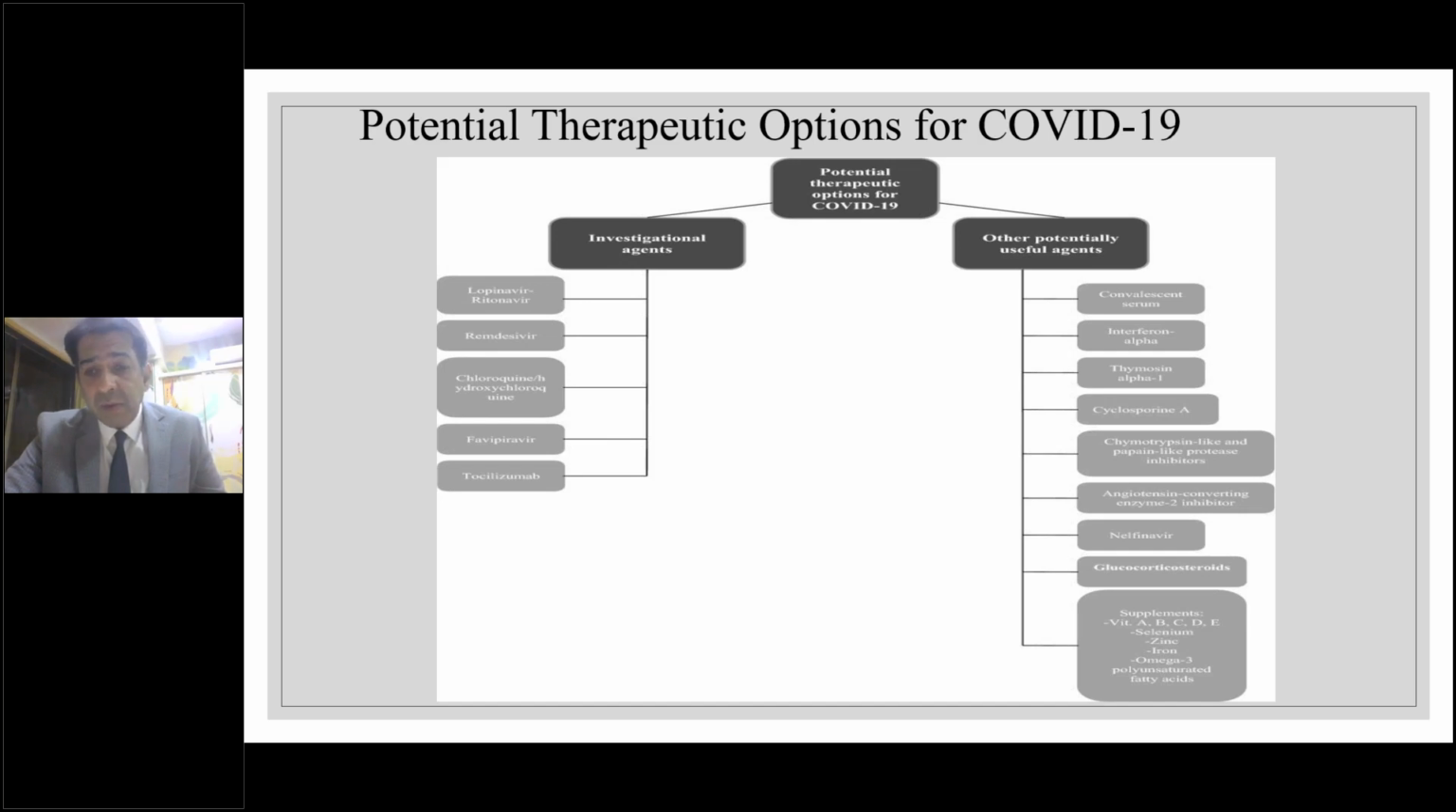glucocorticoids, apart from supplements of vitamin A, B, C, D, E, selenium, zinc, iron, and omega-3 polyunsaturated fatty acids. Now it basically depends on the treating doctor and the findings and the symptoms that the patient presents with. But these are the common therapeutic options which are available today.